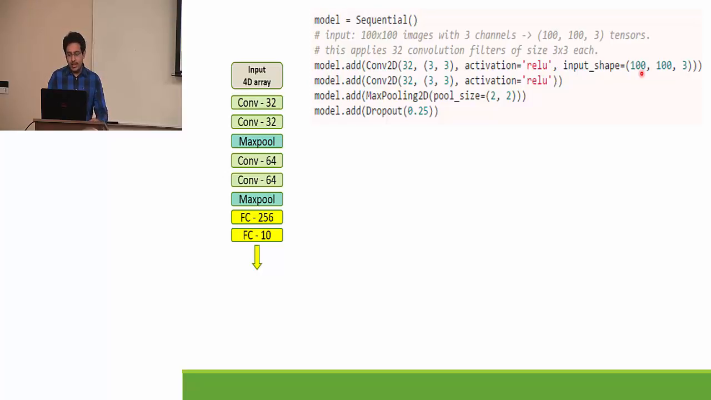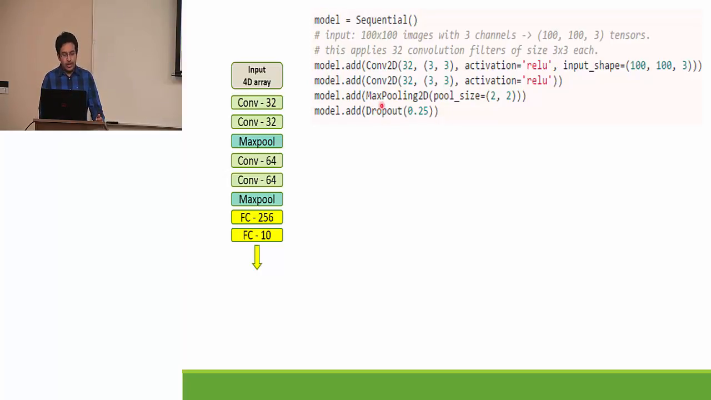So we have designed our input. We have designed the data for having input as 100 x 100 x 3. So the input shape has to be mentioned here. And the second layer is Conv2D again, same as here, with 32 filters, and 3x3 is the size of each filter with activation as relu.